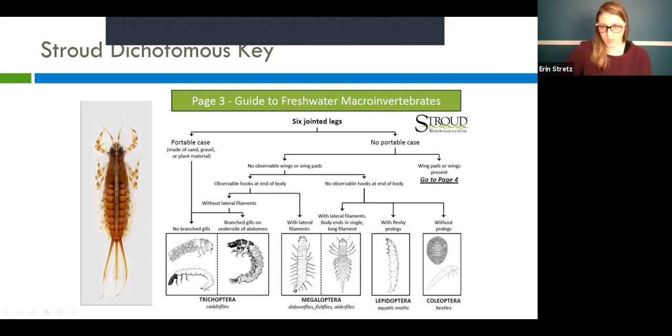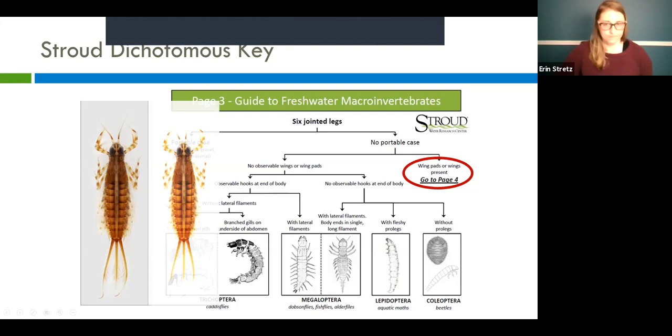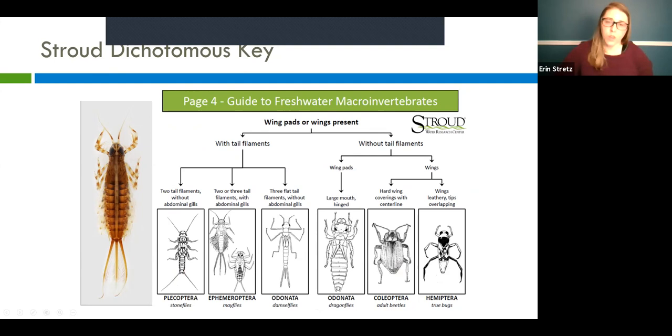So we do have wing pads. We're going to page 4. And I included this picture to try to show off those wing pads a little bit more, change the image. Okay, on to page 4. The next question is about tail filaments. Does this have tail filaments or not?